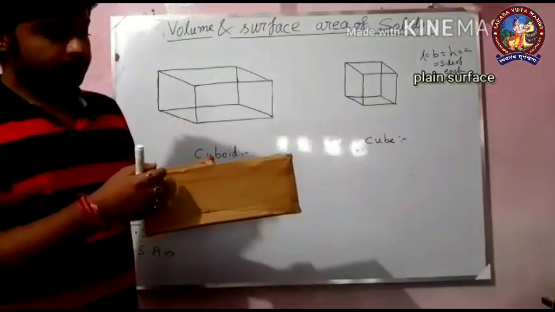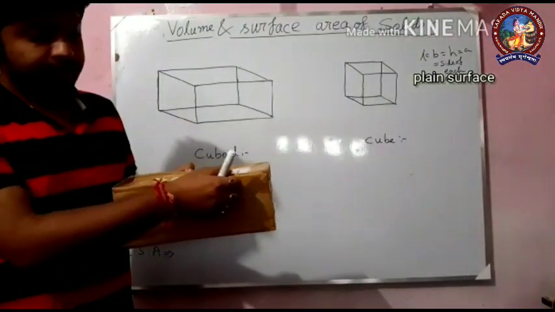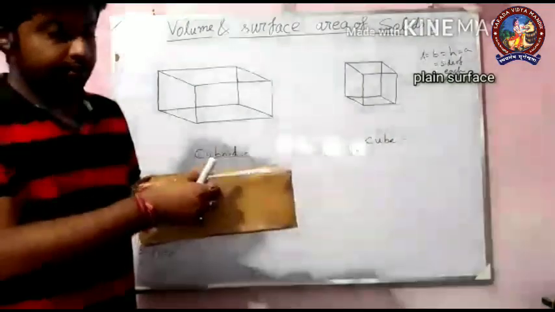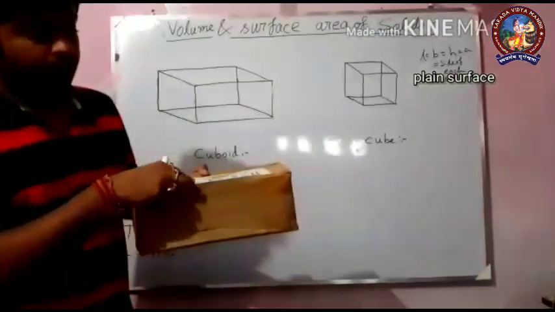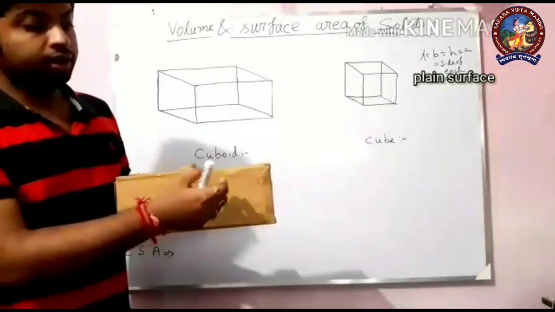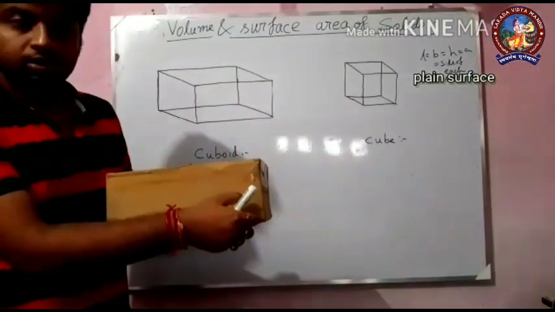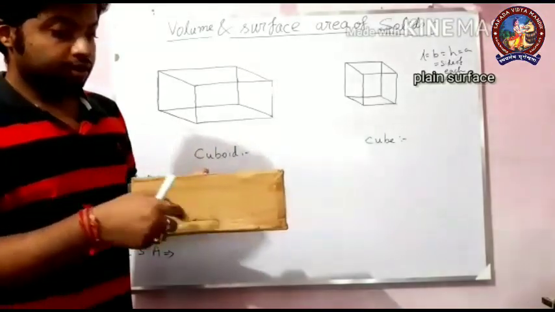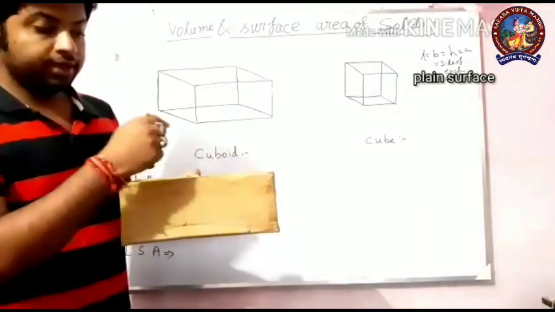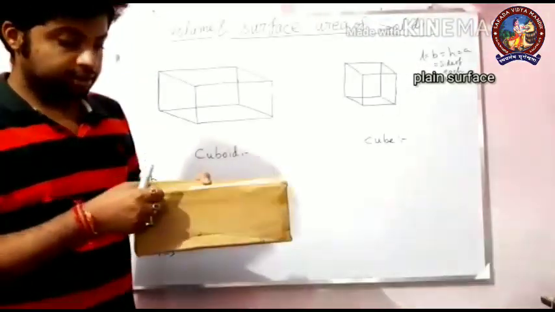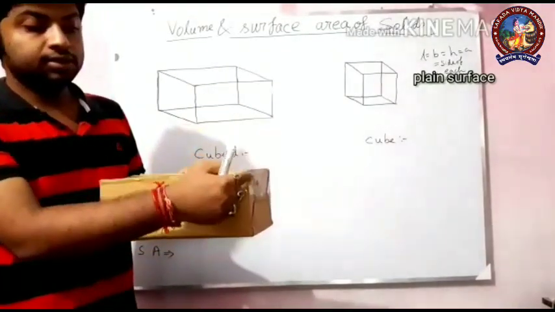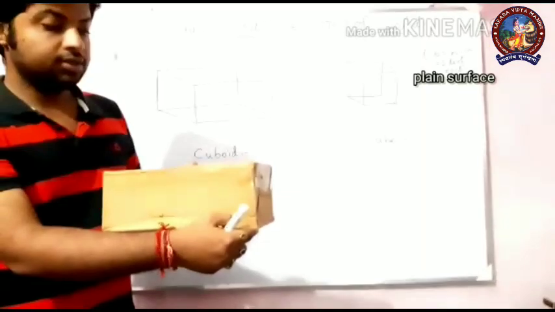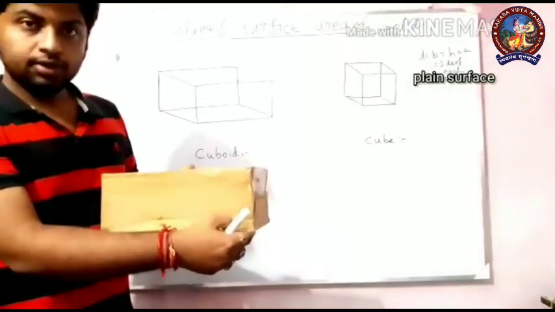Now this is the edge. The edge here means the joining line of two surfaces. The joining line of any two surfaces is called an edge, and among these 12 edges, this is the length, this is the breadth, and this is the height of this cuboid sample.